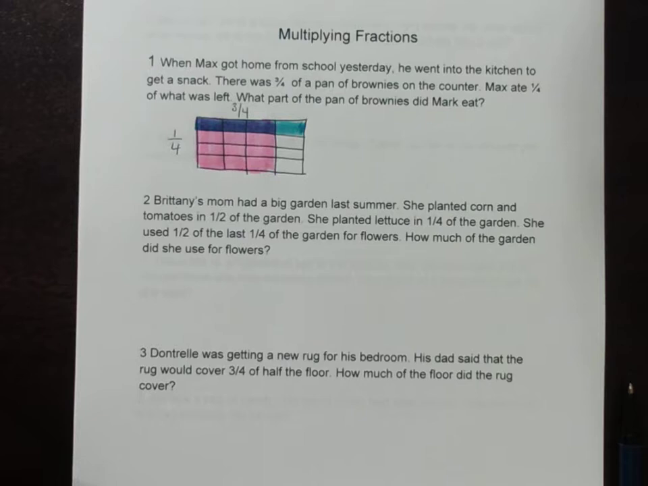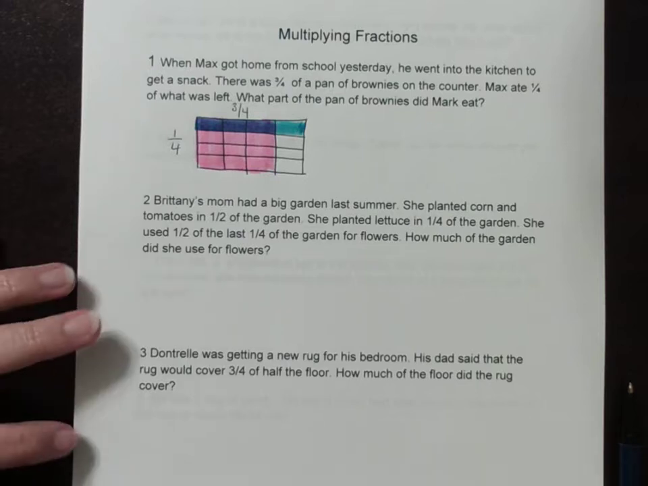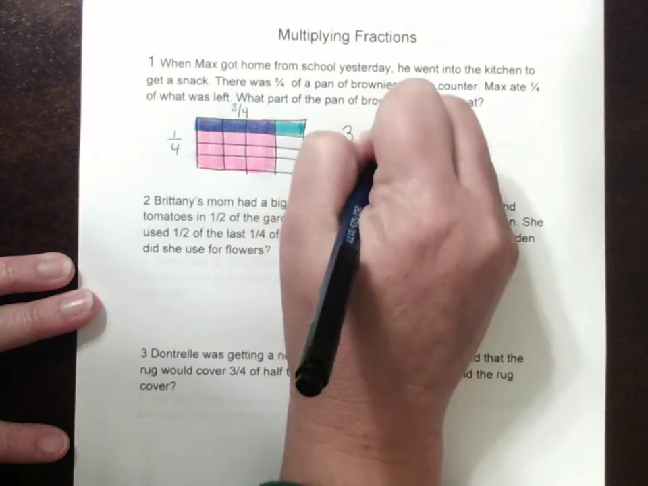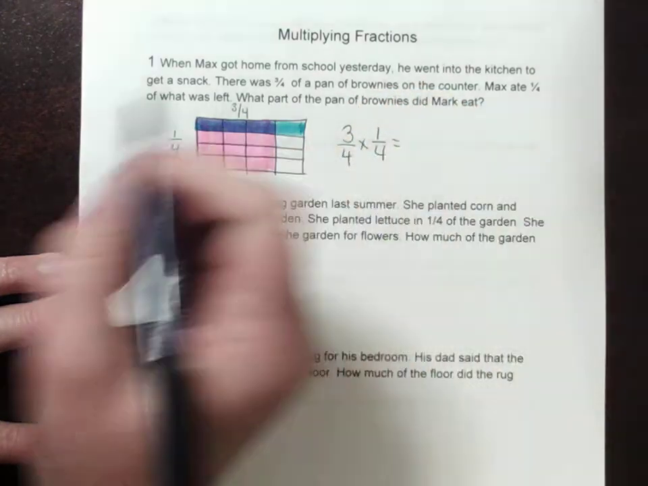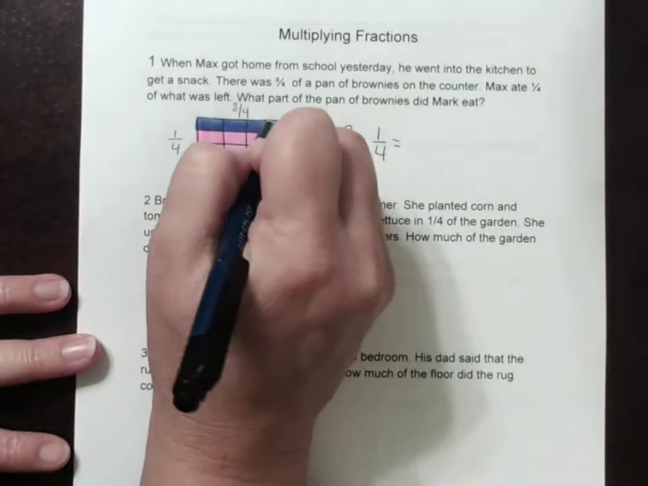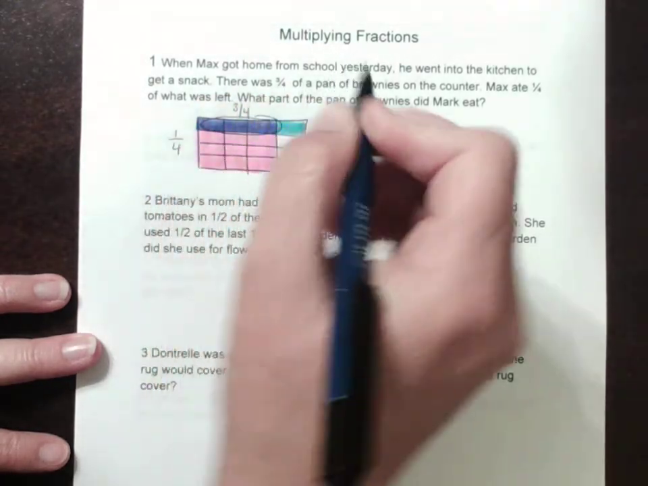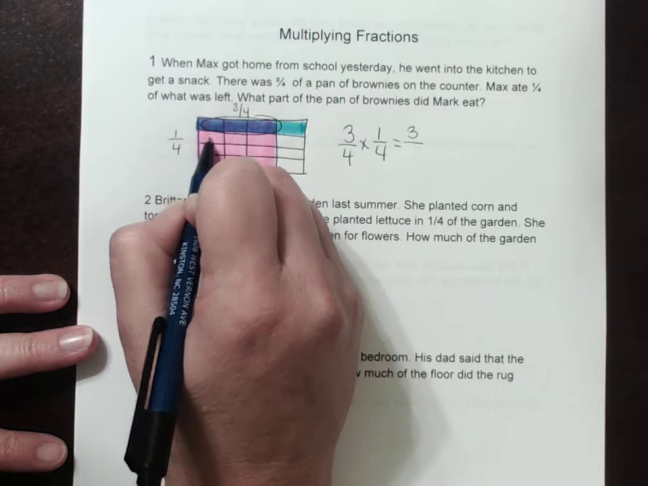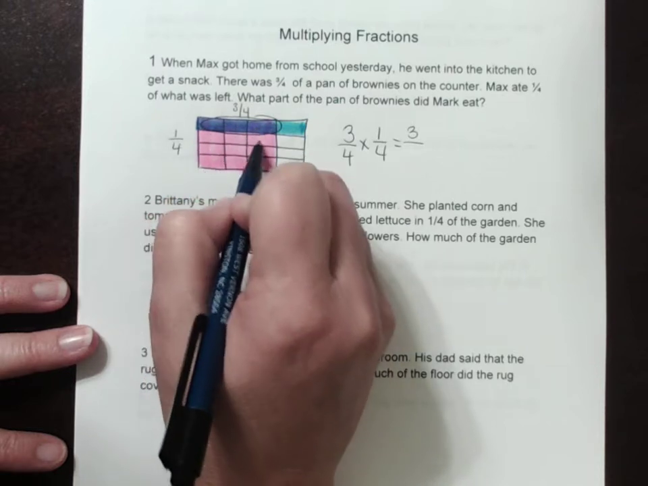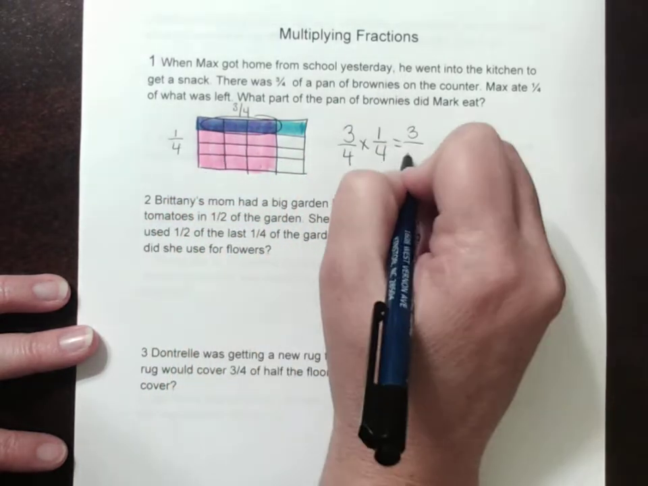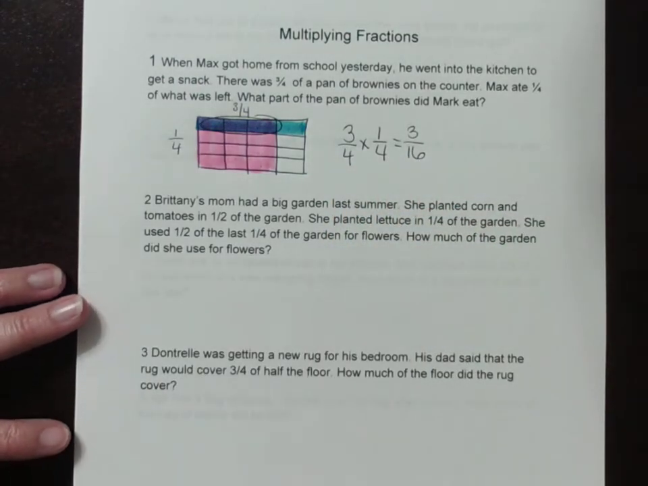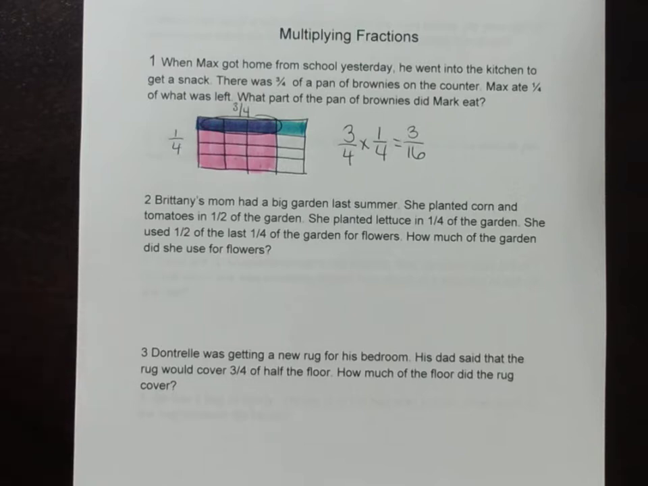Now, how much of the pan did he eat? Our problem is 3/4 times 1/4. How many have both colors? If we look right here, there are 3 that have both colors. How many pieces are in all? If you count the number of pieces in all, you'll find there's 16 of them. So 3/16.